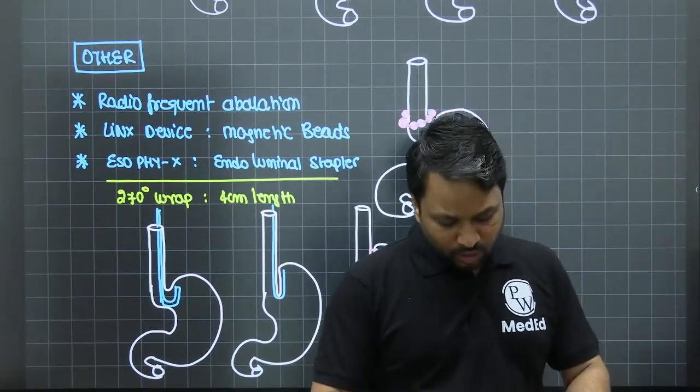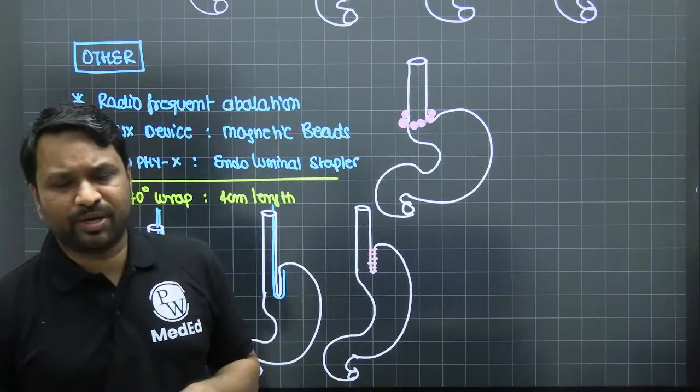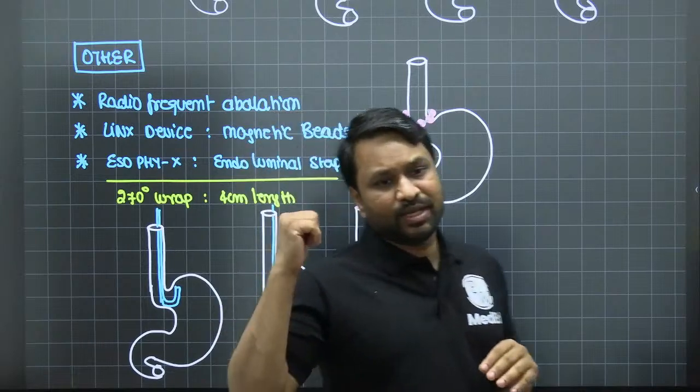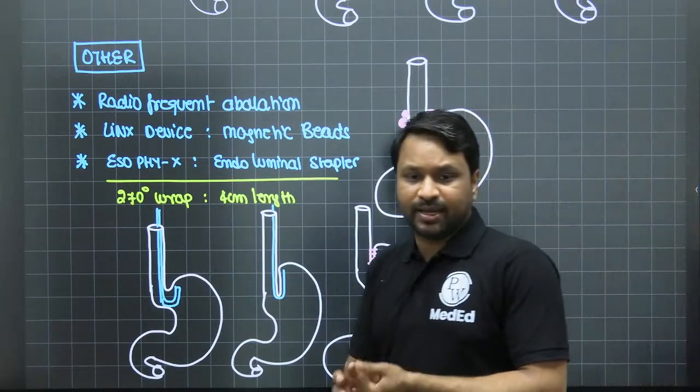So we covered all the surgical components as well. Fundoplication being the mainstay of the treatment if it is not responding medically. Otherwise, these are the other options that you have: the RFA, the Lynx device, and the esophagus is another component.